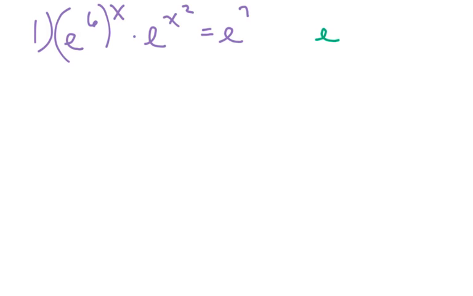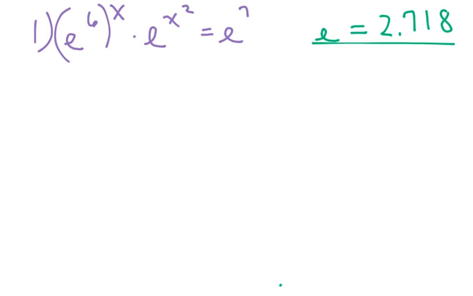number 1 is e to the 6x times e to the x squared equals e to the 7th. Now recall that e is just a constant. And the reason we're doing this extra practice is because some students just have a problem with this. Just remember it's a constant. It's a number in between 2 and 3. And so don't let the e part scare you. We're going to use our properties of exponents, or our laws of exponents.